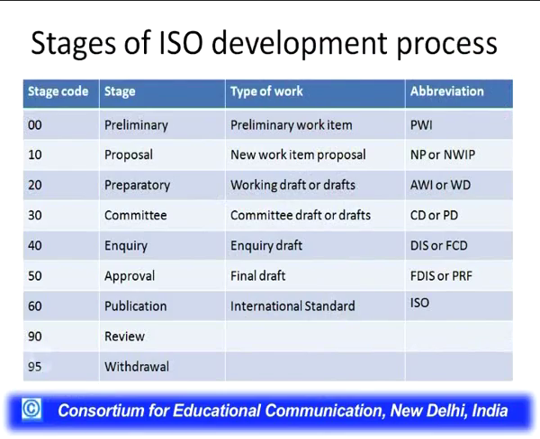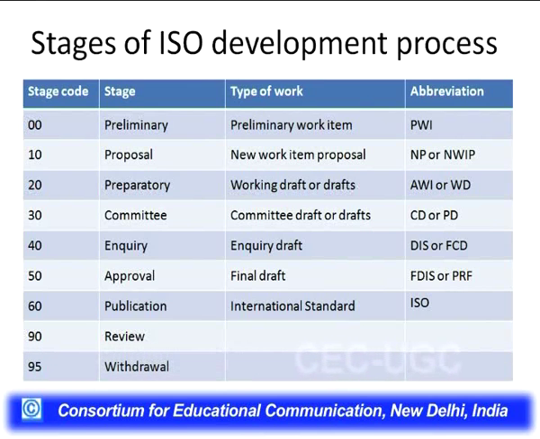Now, what are the different stages for the development of an ISO standard? Here I have given in this table the different stages with their codes, showing how ISO standards are developed. The very first stage, which has a stage code of 00, is also known as the preliminary stage.